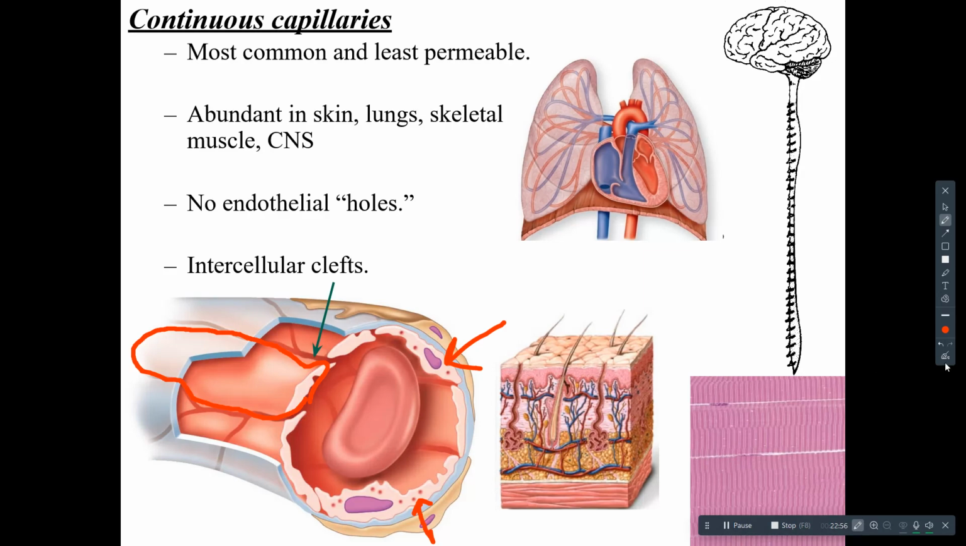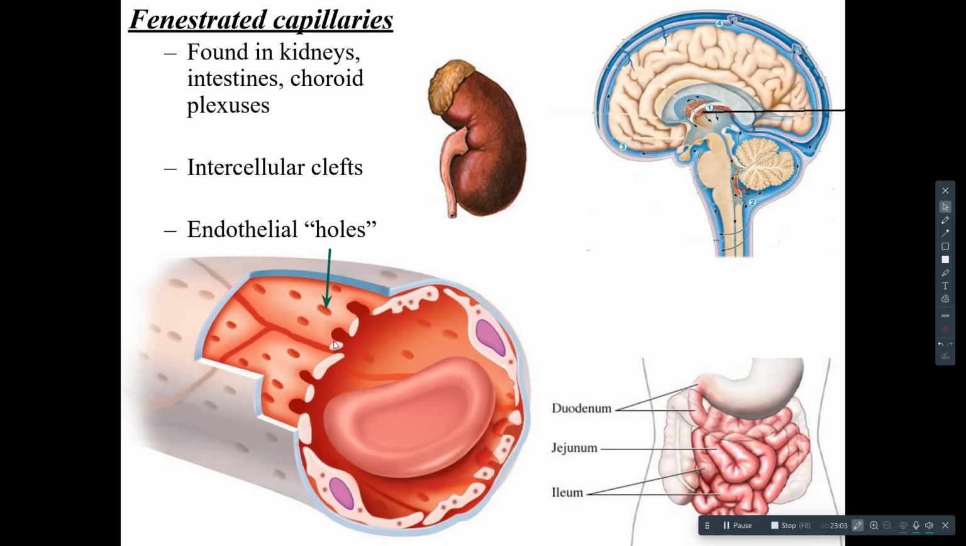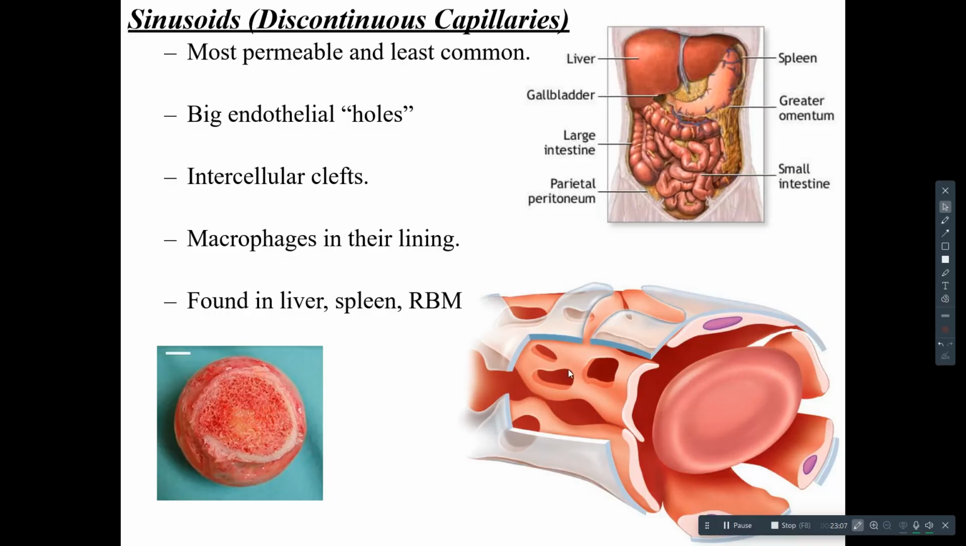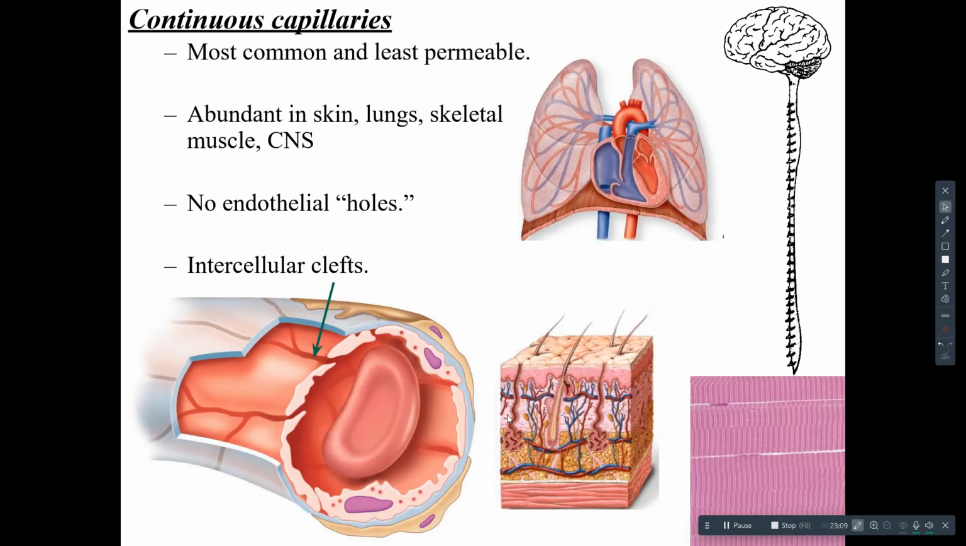I am going to super quick jump to the next slide. And you're going to see holes. And in the next slide, you're going to see more holes. So a continuous capillary has no holes. It does have spaces between cells. Those are called intercellular clefts. There are spaces between cells, but no holes in the cell itself.